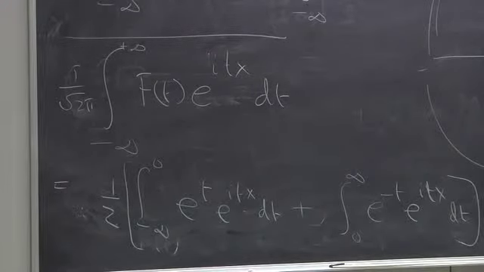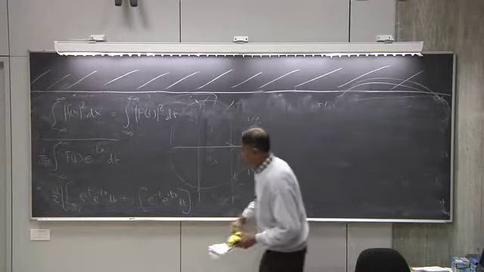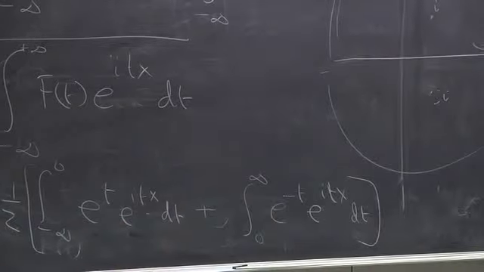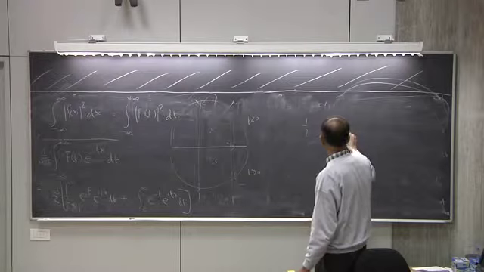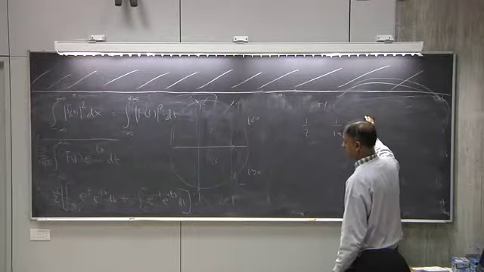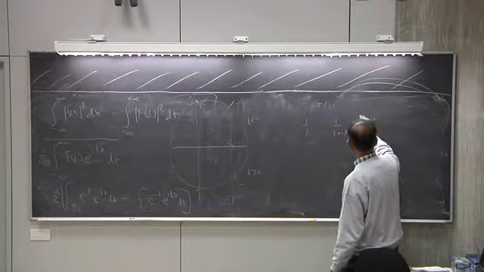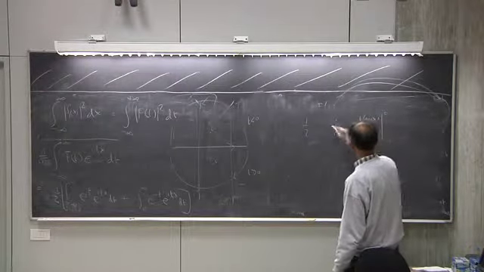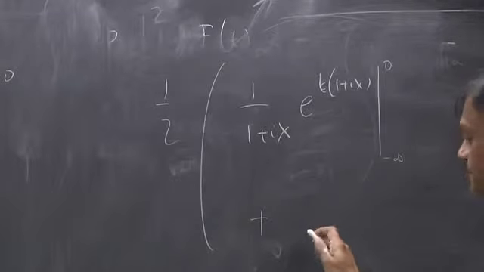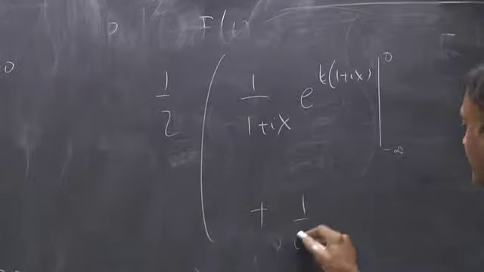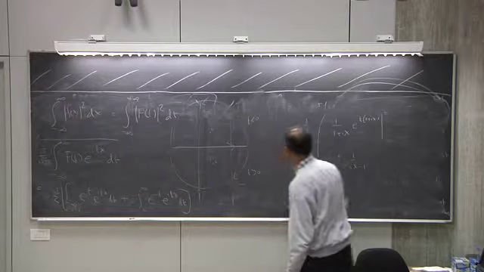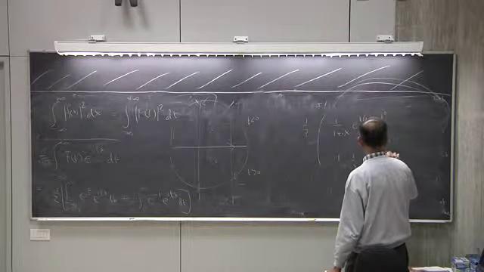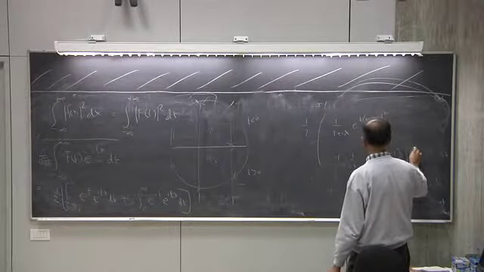So let's see. This is a trivial integral because this is just e to the t times 1 plus ix, right? And then when you integrate, the first term gives you 1/2 of 1 over 1 plus ix times e to the t times 1 plus ix in the two limits, 0 and minus infinity. And the second integral gives you plus 1/2 of 1 over ix minus 1 times e to the power of t times ix minus 1 from infinity to 0. Okay.